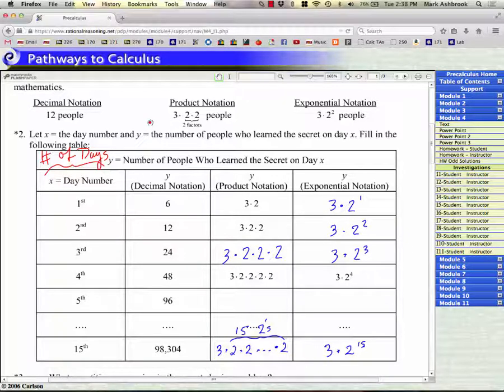So which column is that? Is that the second, third, or fourth column? What is it? Which column is the output? All of them. Good, all of them. They're just all different representations of the same number. All of these are the output, the number of people who learn the secret.